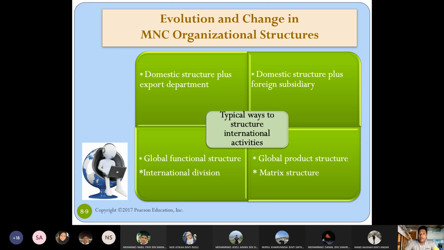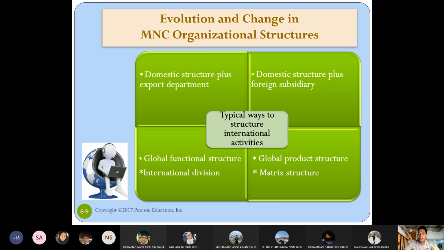Based on these cases, here are the typical ways to structure international activities. The first is domestic structure plus foreign subsidiary: from the local business area, they then have a subsidiary from another country. This becomes a typical way to structure international activities. They must have an international organizational structure because they have a foreign subsidiary. The second one is the global product structure, where they produce a product at the global level. When you talk about global product structure, the best organizational structure we can use is the matrix structure. Later on, we will have an example of the matrix structure in more detail.